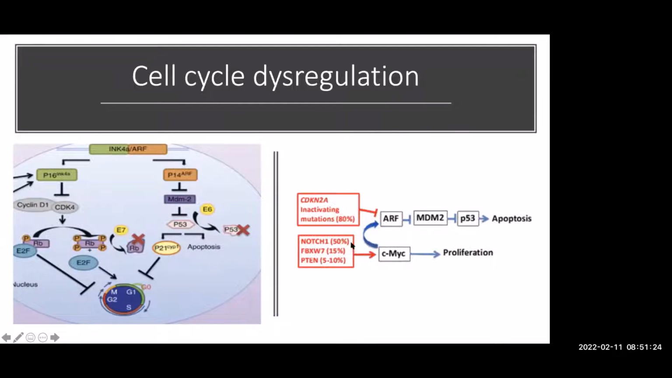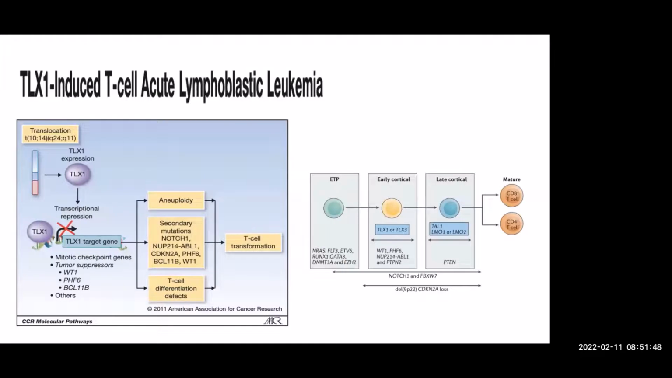And the majority, 60% of T cell acute lymphoblastic leukemias, have Notch1 activating mutations, and 80% of them have deletions in the cyclin dependent kinase gene. So both of these lead to increased proliferation and decreased apoptosis, resulting in development of T cell acute lymphoblastic leukemias. And another genetic pathway of acute lymphoblastic leukemias is TLX-induced T-ALL.